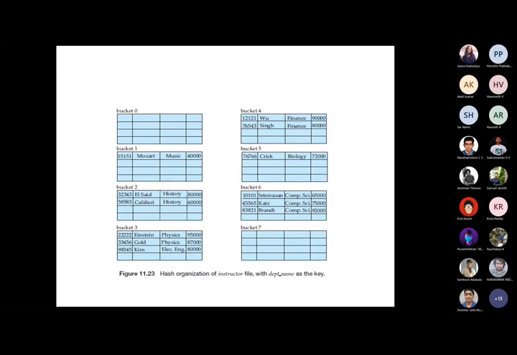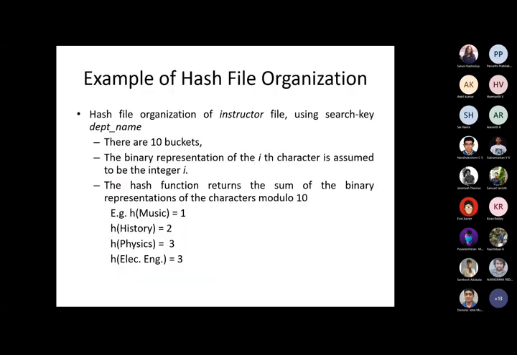So similarly, we have bucket 4 for the finance department, bucket 5 for the biology department, bucket 6 for the computer science department, and so on, right? So here it is the hash organization of the instructor file with department name as the key. If someone belongs to the music department, all the records related to music are placed in bucket 1. All the instructor records related to the history department are placed in bucket 2, and so on.